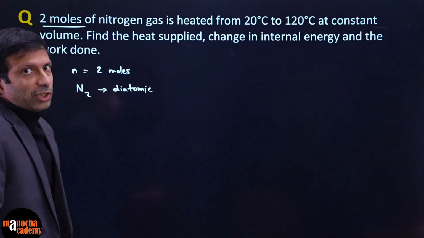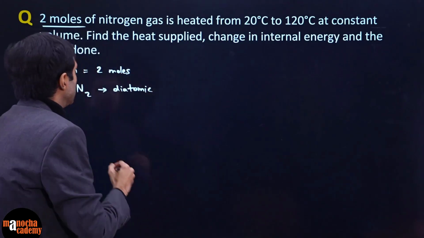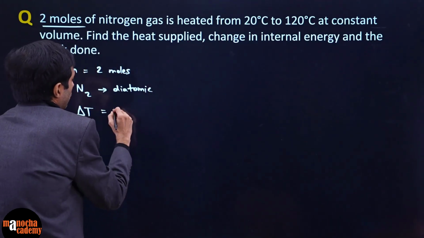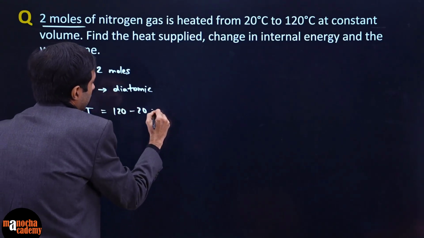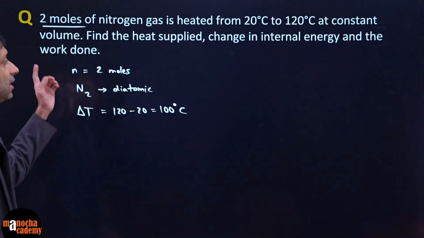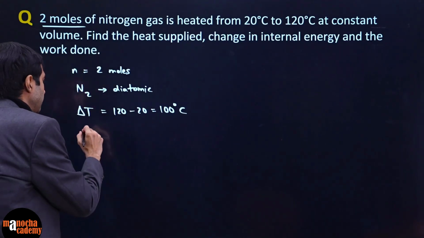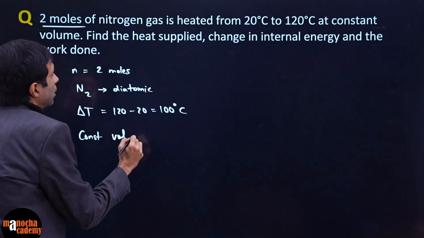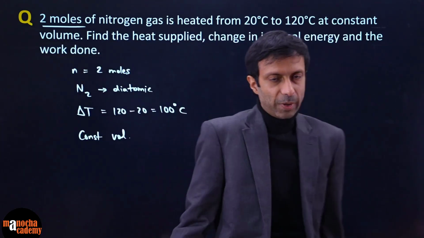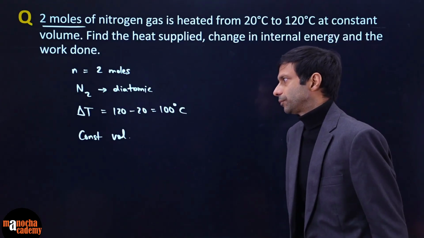Okay. What is the change in temperature? 20 degrees to 120. Simple. So delta T is 100 degrees Celsius. 120 minus 20, 100 degrees the change in temperature. Correct. And this is happening at constant volume. So it is given constant volume. They are saying find the heat supplied. Right? Find how much is the heat supplied here.